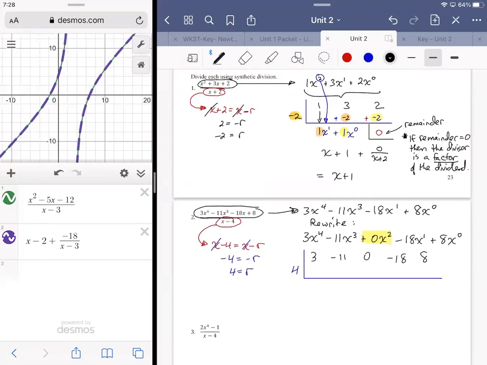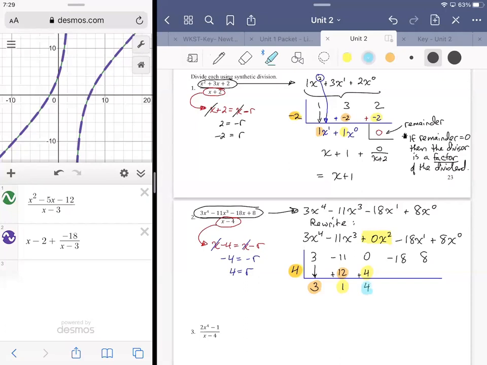So that's the number that goes on the outside. We're going to bring down the leading coefficient, take that number and multiply it by the value on the outside. 3 times 4 gives you a 12, which we're then going to add to the existing value. The 12 added to the -11 gives you a 1. We then take that 1 and multiply it by the number on the outside, which gives us a 4. We add that to the existing value within the table. 0 plus 4 is 4.